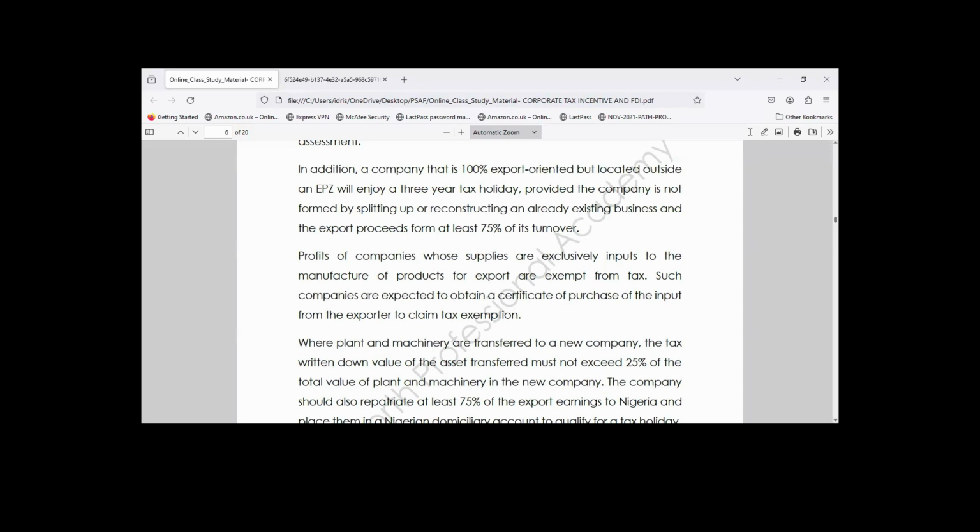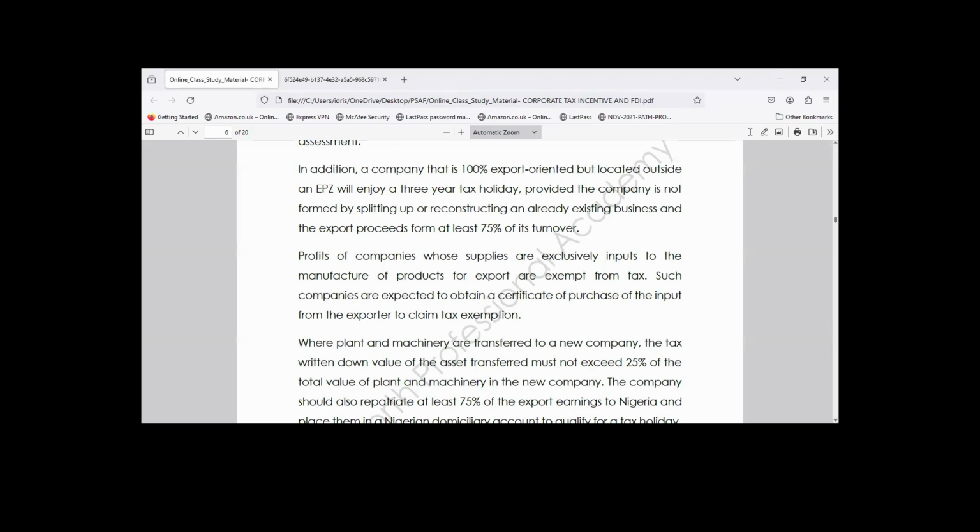Provided that at least 75% of the goods that the export company manufactures is exported out of Nigeria, and they are not repatriated back to Nigeria. For a company located in the export processing zone to be exempted from tax, 75% of the goods they manufacture in a year must be exported outside Nigeria and not repatriated back to Nigeria.